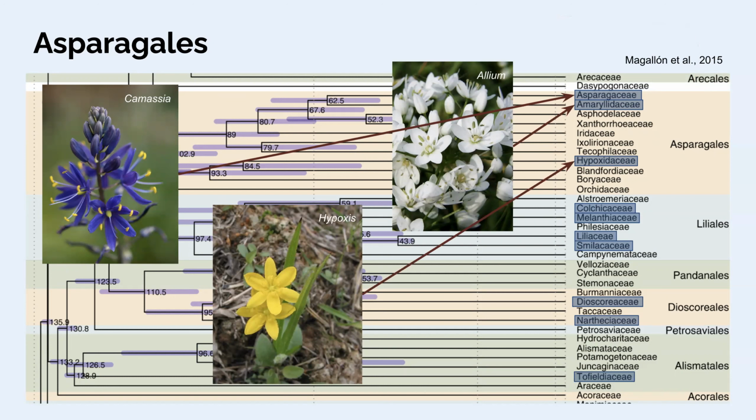So some of these you'll notice they're not even in the same order. So we have order Liliales is an order category. Asparagales is an order category. Dioscoriales, Alismatales, and so on. So I'll just highlight some of these and kind of give you a sense for how they might not be the easiest to tell apart.